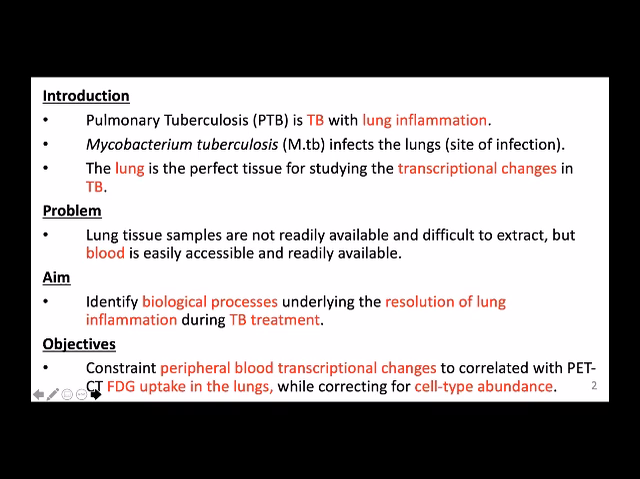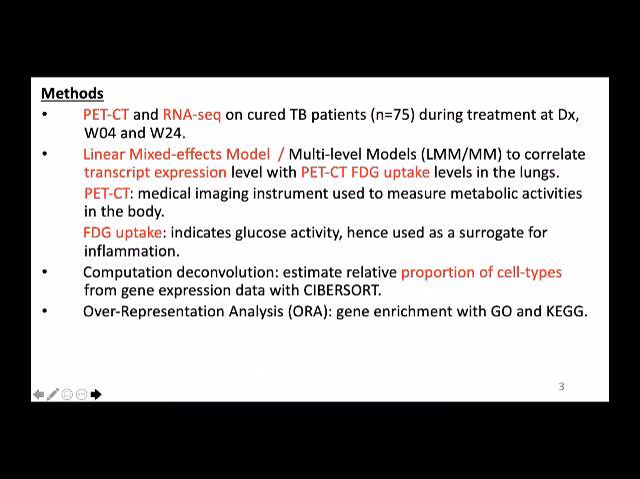So we set out to constrain peripheral blood transcriptional changes to correlate with PET-CT FDG uptake in the lungs while correcting for cell type abundance. I'll explain some of those terms in a bit. What's PET-CT? PET-CT is a medical imaging instrument. It's used to measure metabolic activities in the body, and it measures FDG uptake. FDG uptake indicates glucose activity in the body and hence is used as a surrogate for inflammation.